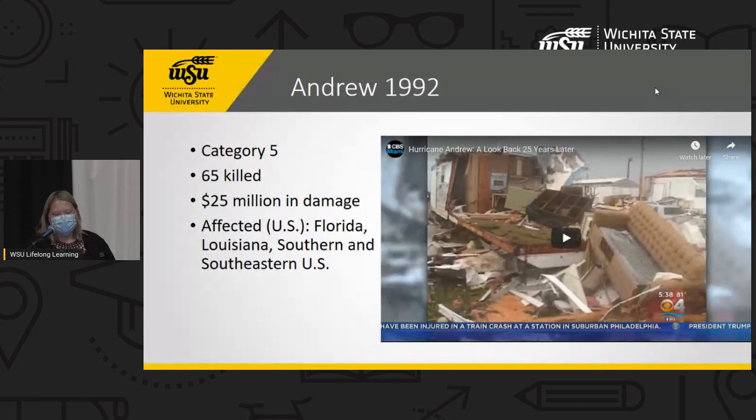And Andrew was actually a Category 5, so it was the most intense. It didn't hit Houston very hard. It hit other areas much, much worse. I mean, it wasn't good in Houston, but it wasn't devastated like some of these other cities were. It killed 65 people, and it caused $25 million in damage. It affected Florida, Louisiana, the southern Gulf Coast, and the southeastern U.S.